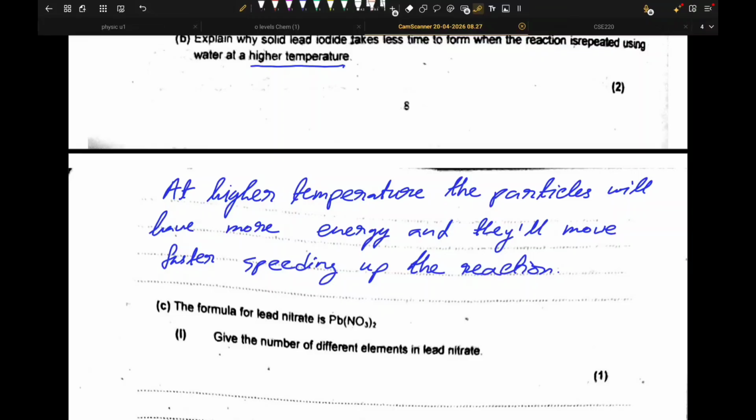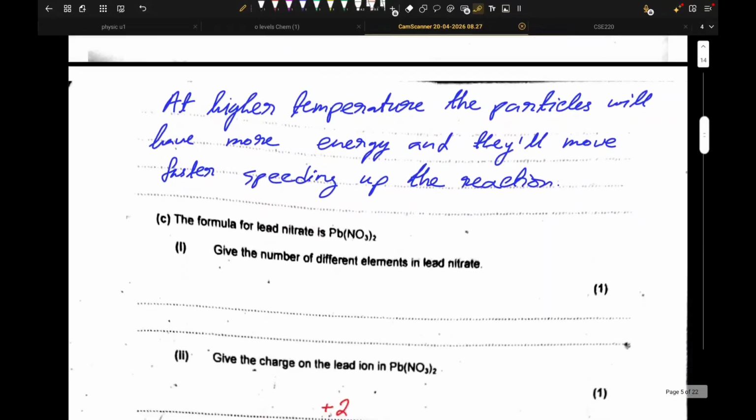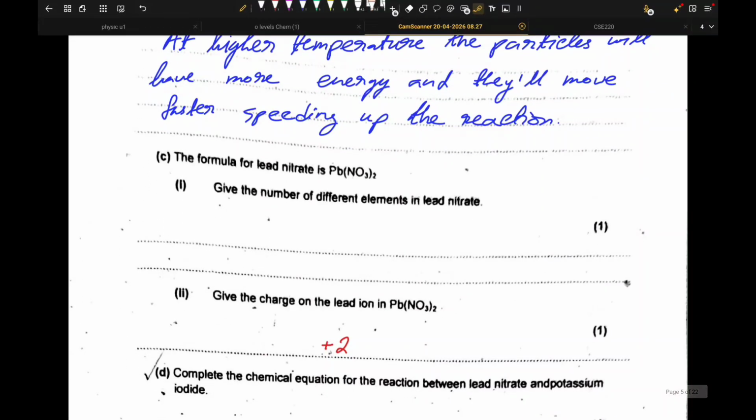This is what we needed, and we found all the things that we wanted to find. We needed two exact marking points, and we have them for the 2 mark answer. Now, the formula of lead nitrate is PbNO3 and bracket 2. So, give the number of different elements in lead nitrate.